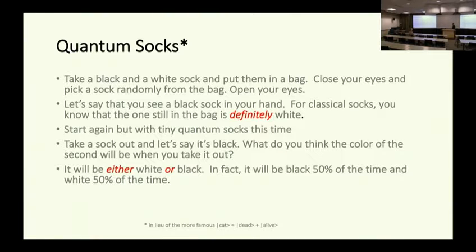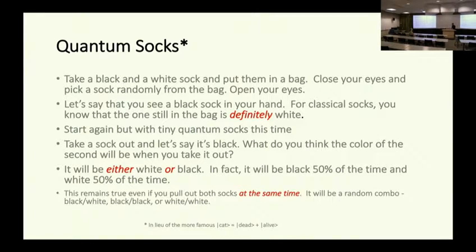You can't control it. It's going to do what it wants. There's no way that you can control it or predict what's going to happen, except 50%. This, interestingly, will happen even if you pull both socks at the same time. So you pull out both socks at the same time, there will be some random combination.